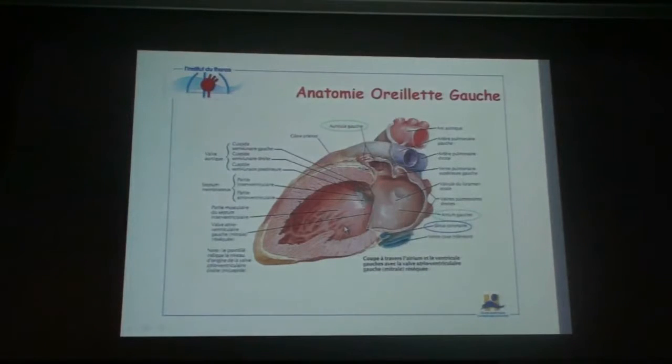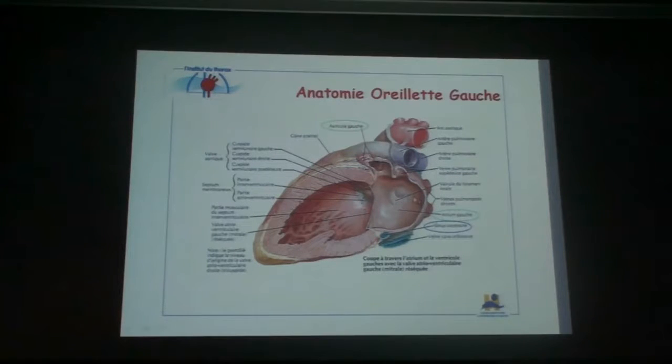If now you cut this pyramid along the long axis, on the left side you're going to get the left atrium and the left ventricle. In the left atrium you're going to see a little structure that is covering the top of the left ventricle, called the left atrium appendage, which is an important structure because it is the location of most thrombus, especially in patients having atrial fibrillation.